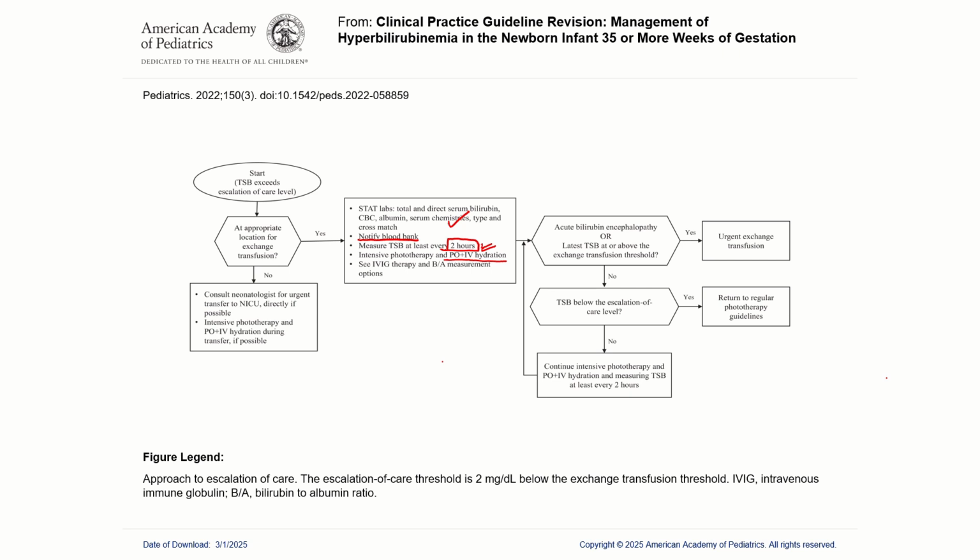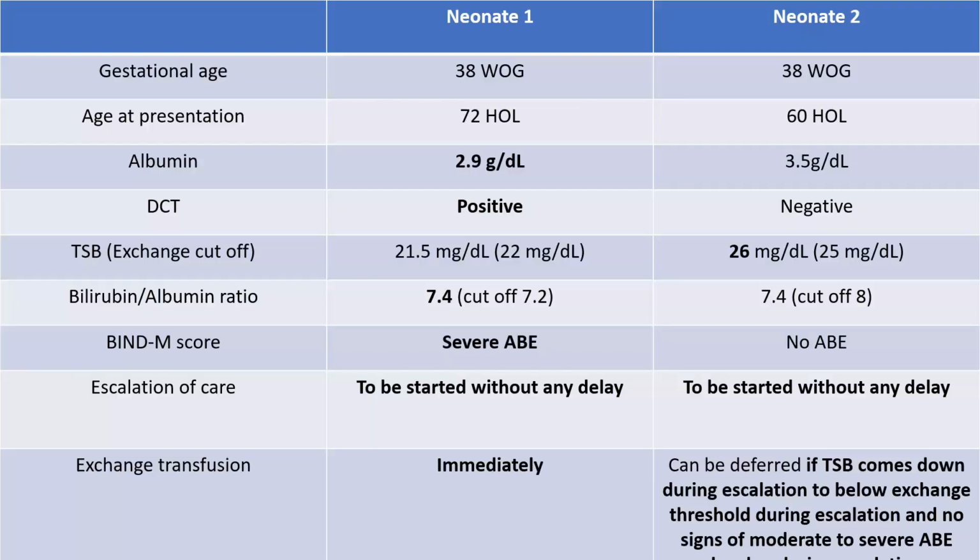And if at all the child is DCT positive, then we start IVIG therapy as well at this particular time. If at any point during the escalation of care, there is evidence of moderate to severe acute bilirubin encephalopathy, or the latest TSB is at or above the exchange threshold, we go ahead with an urgent exchange transfusion. However, if that's not the case, we continue with escalation of care until the TSB values come below the escalation threshold. Here's a comparative analysis of our cases.